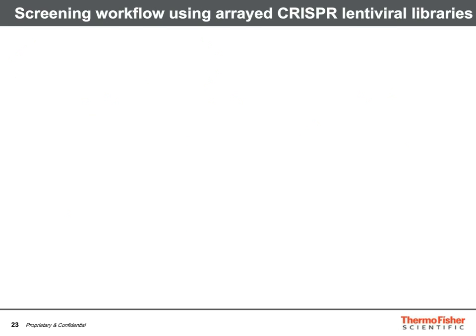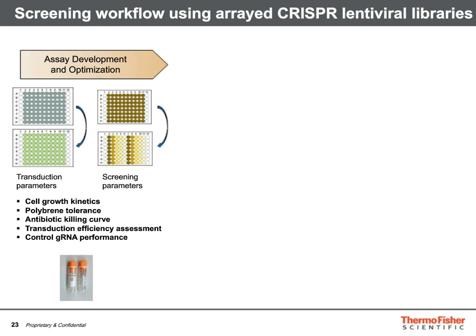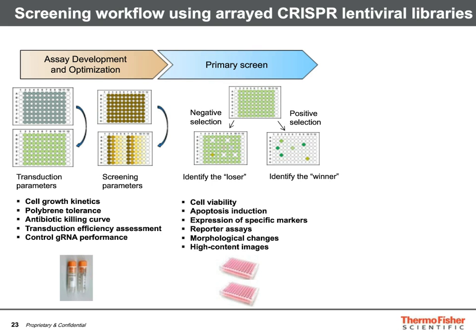So the workflow basically looks like this. We have arrayed libraries of CRISPRs where each well contains a set of CRISPRs that attack one particular gene, so that will knock out one particular gene. Each well relates to one gene knockout. We would have our cell line, test the growth kinetics and antibiotic killing curves and standard screening procedures. Then we would apply our CRISPR arrays to this set of cells and do specific assays.